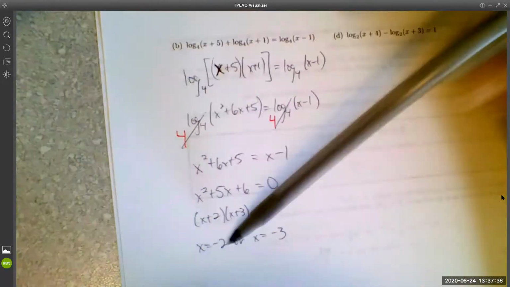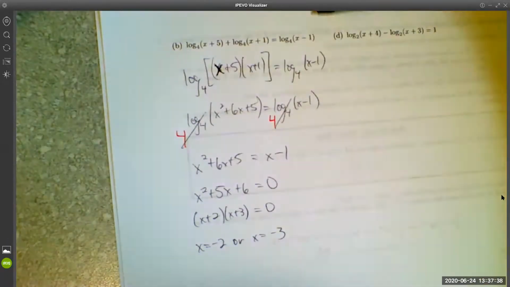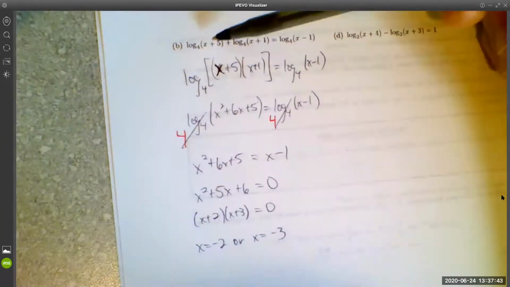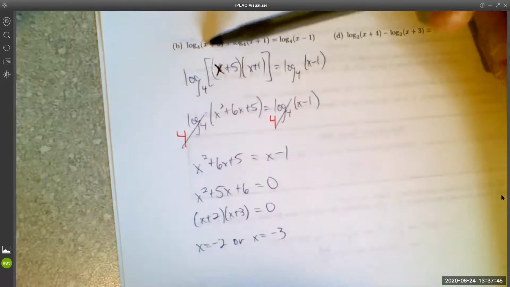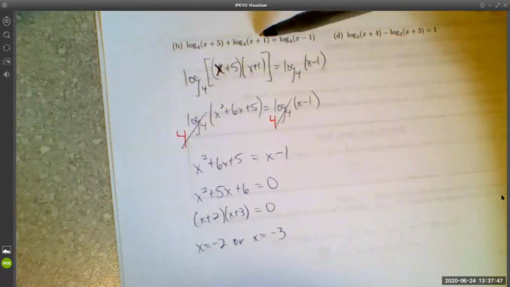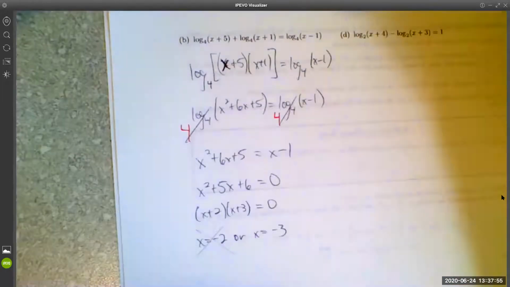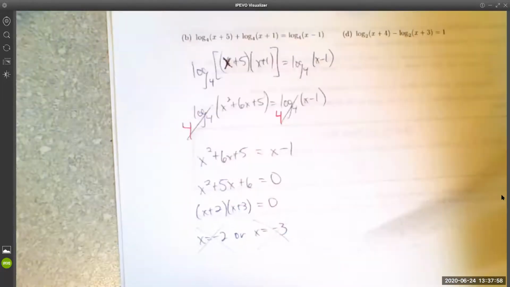You have to plug these back into the original equation to see if it makes any of the arguments negative. So if I plug in -2, here I get -2 plus 5, that's 3, that one's okay. But here I get -2 plus 1, which is -1, and that's bad, right? And this one's even worse. So -2 won't work. And for that matter, -3 won't work either.